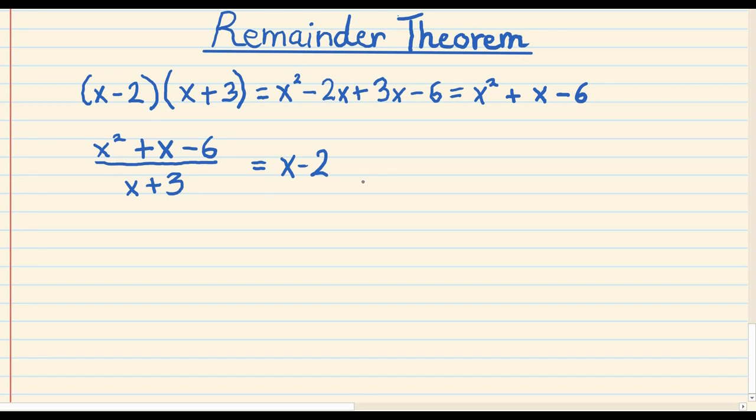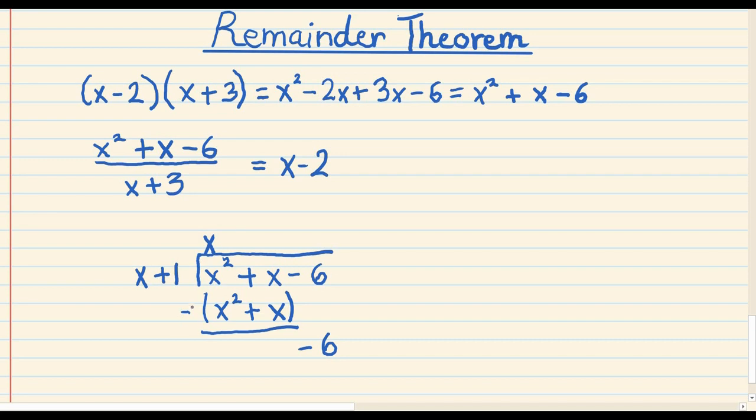But instead, what about in the case where x squared plus x minus 6 is divided by an expression that isn't a factor? So we can choose anything just to demonstrate the point. For sake of simplicity, I'll just divide it by x plus 1, which would give me, for this example, when you divide x squared plus x minus 6 by x plus 1, you get x with a remainder of minus 6.